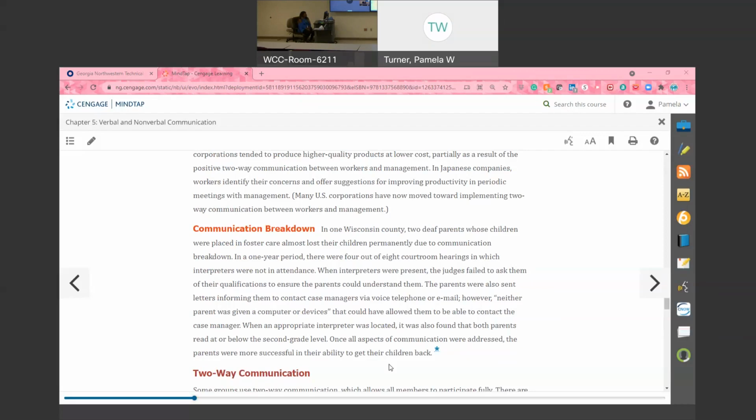The parents were also sent letters informing them to contact the case manager via voice, telephone, or email. However, neither parent was given a computer or device. This did not allow them to contact the case manager. When appropriate interpreters were located, it was found that both parents read below the 2nd grade level. Once all aspects of communication were addressed, the parents were more successful in their ability to get their children back.